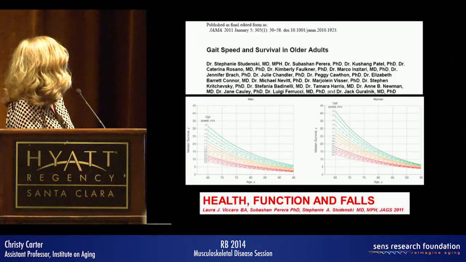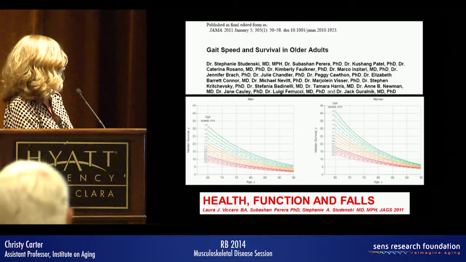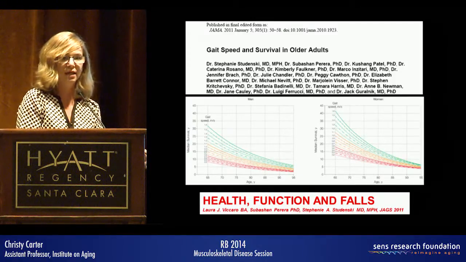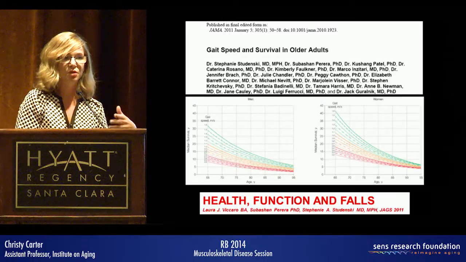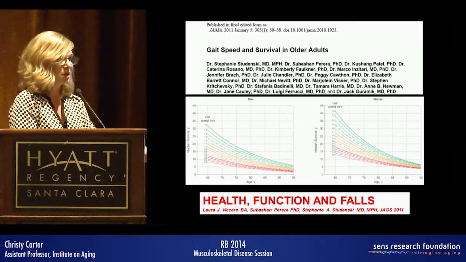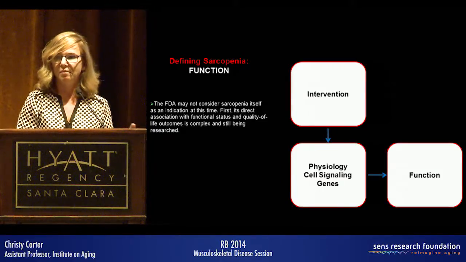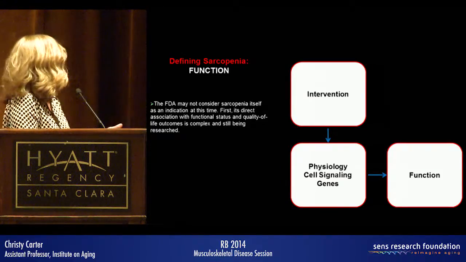Not only does gait speed predict survival, it also predicts other indices of health and function and falls, which again are major contributors and major burdens on our healthcare system in older people. So I'm going to bring up the FDA again because we haven't talked about that enough today.